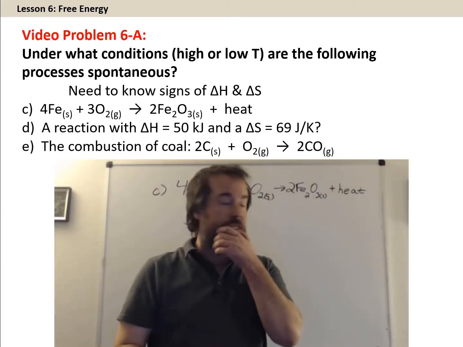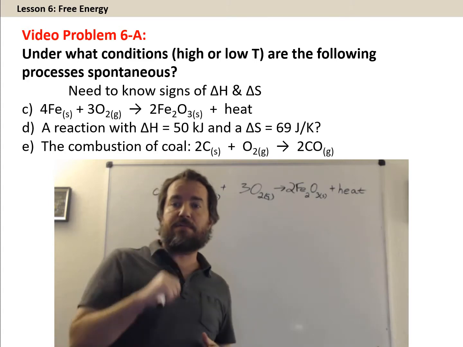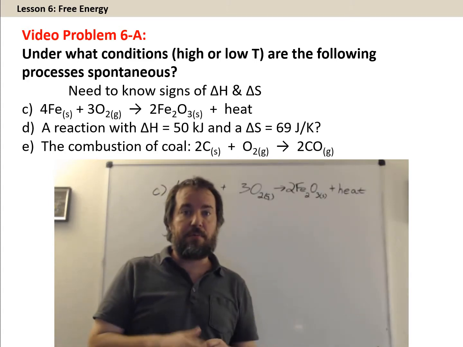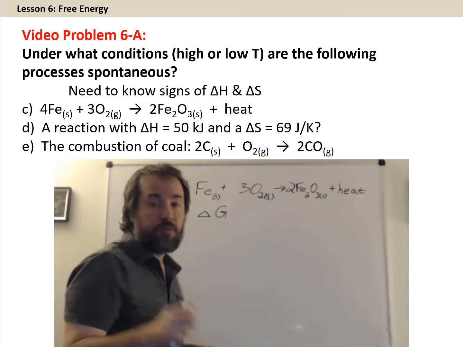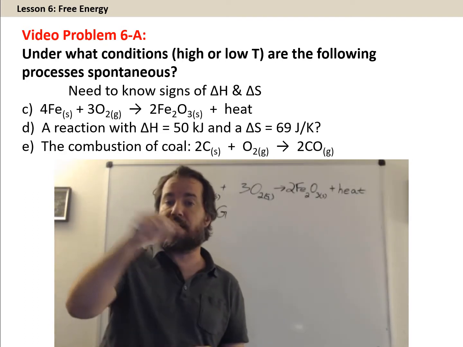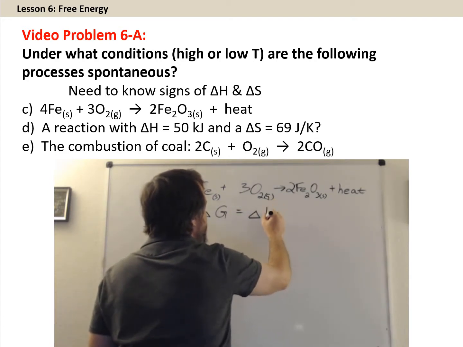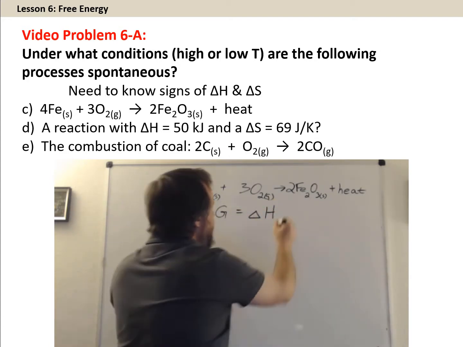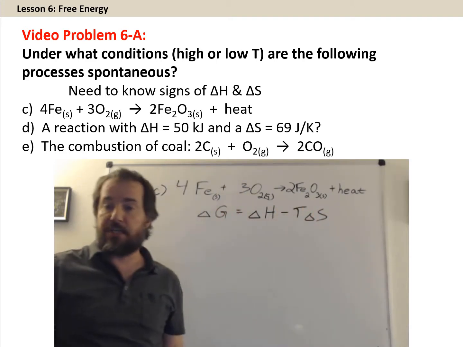Okay, so we're just going to do lesson 6 problems. These are all about Gibbs free energy, or just free energy. Remember, Gibbs free energy is delta G, and this tells us whether a reaction is spontaneous or not. And it's dependent on three things: delta H, temperature, and the change in entropy.